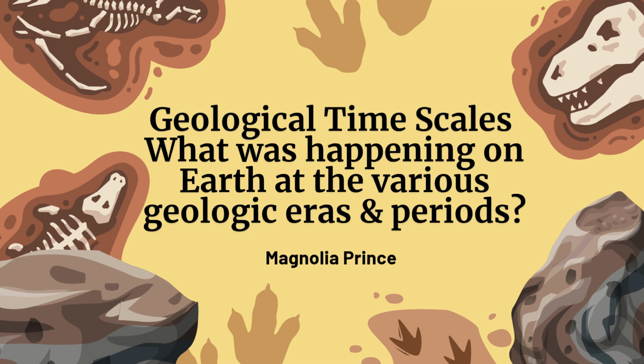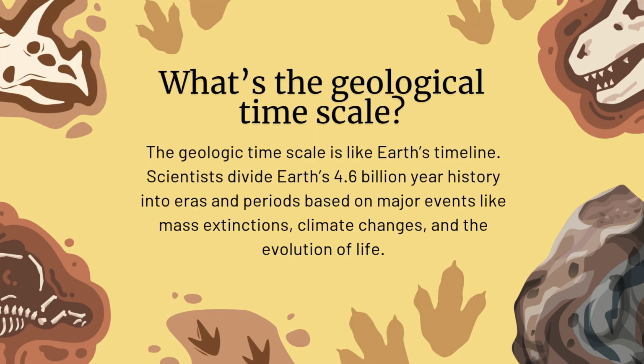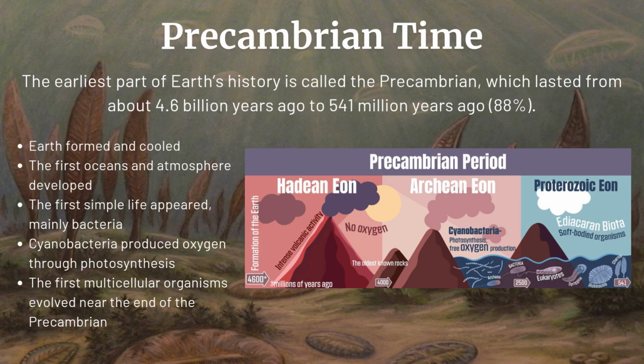So, what was happening on Earth at these various different geological eras and periods? First, what is a geological timescale? Well, a timescale is just Earth's timeline. As we know, Earth is 4.6 billion years old, and it's split into different eras and periods based on, let's say, when the dinosaurs went extinct versus climate changes versus oxygen first coming. So we have all of those split up, and we're just going to jump right into it.